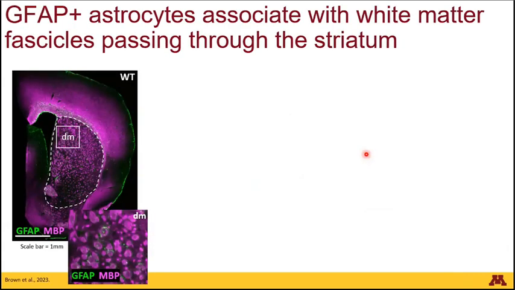So I stained for GFAP and MBP. MBP is myelin basic protein and therefore stains white matter. And I am showing just the wild type brain first so we can get oriented. This is a coronal section. This is the only orientation I've shown you so far.